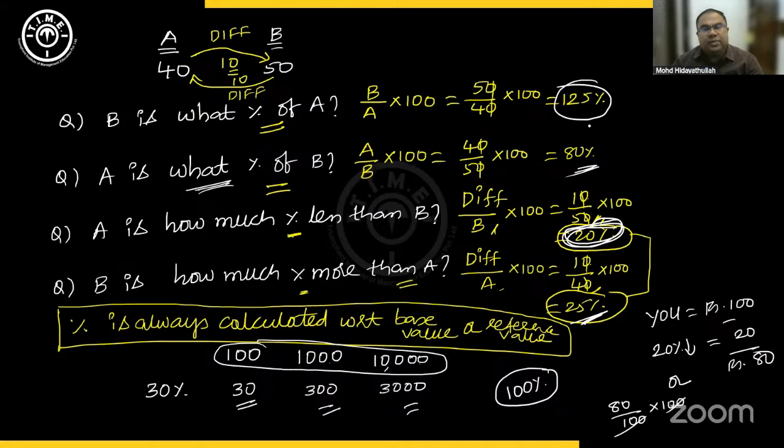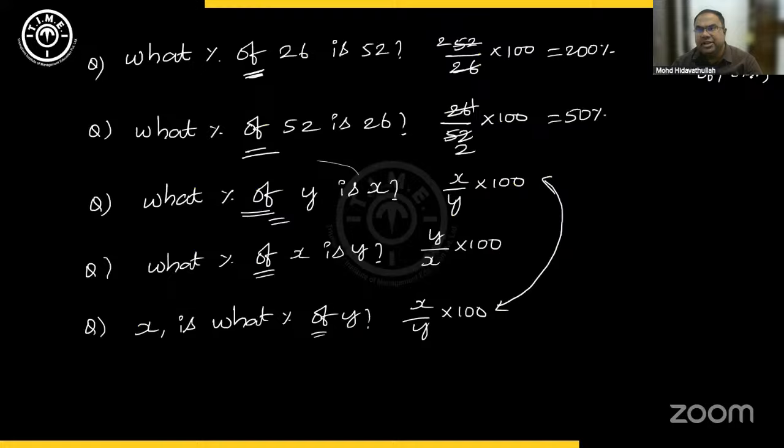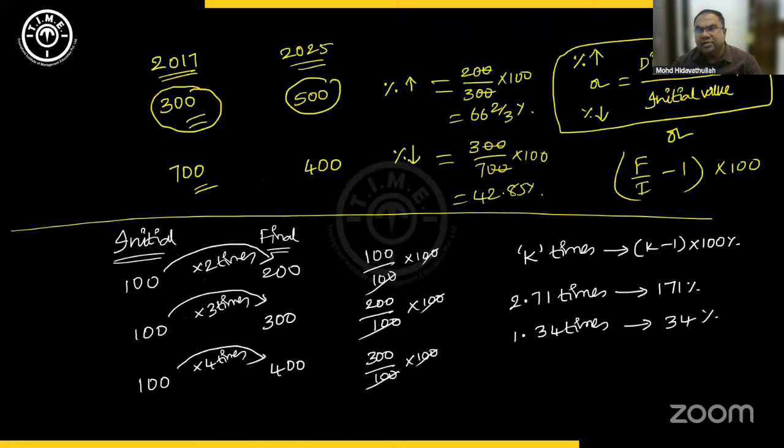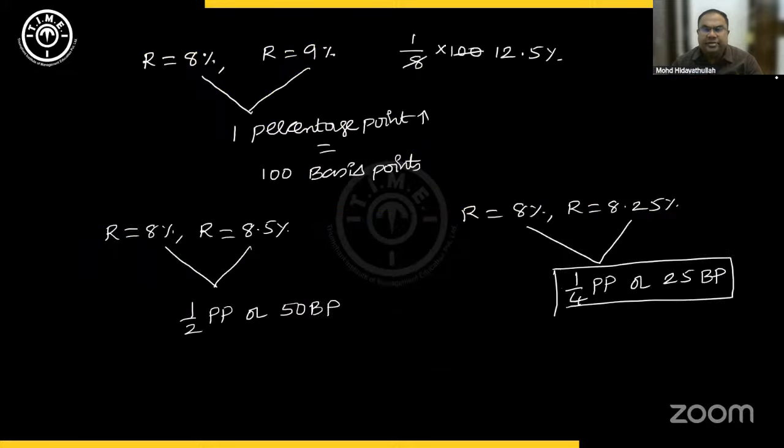See here, B is what percentage of A? 125 percent of A. This is your percentage concept. Same formula, I can put it in formula also. Percentage less: difference upon, into 100. Percentage more: difference upon, into 100. Percentage increase or decrease is always calculated with respect to the initial value, or base value. We all know that.